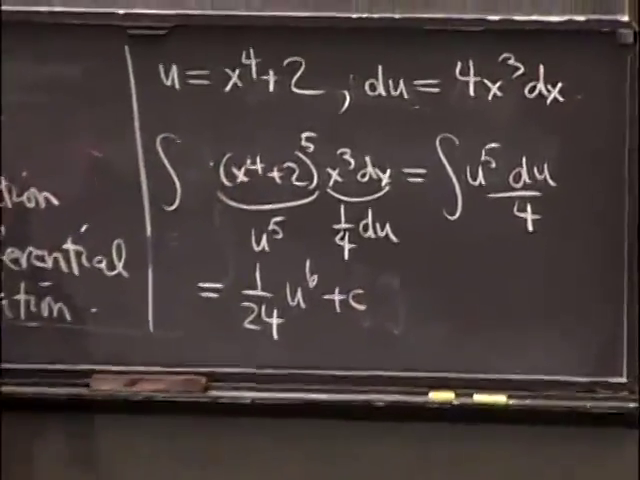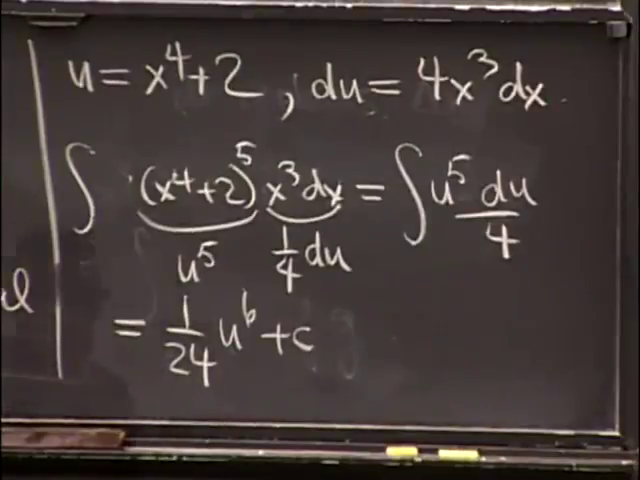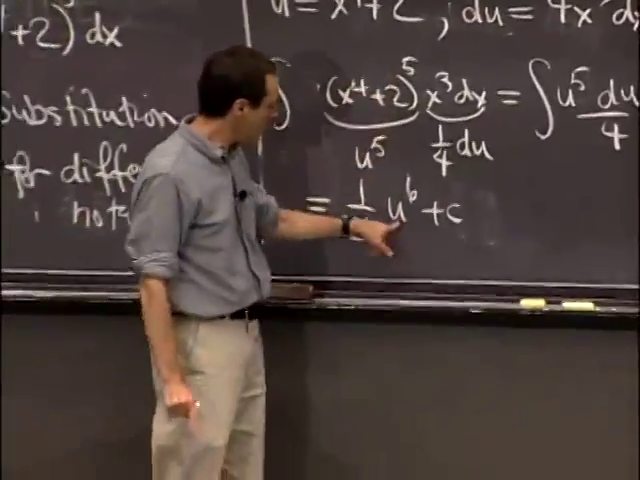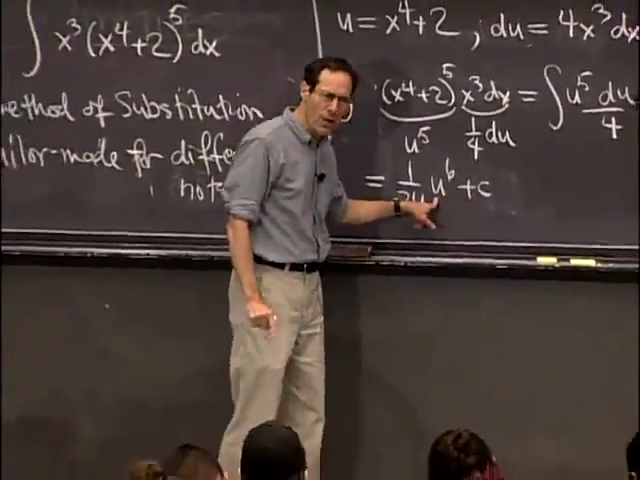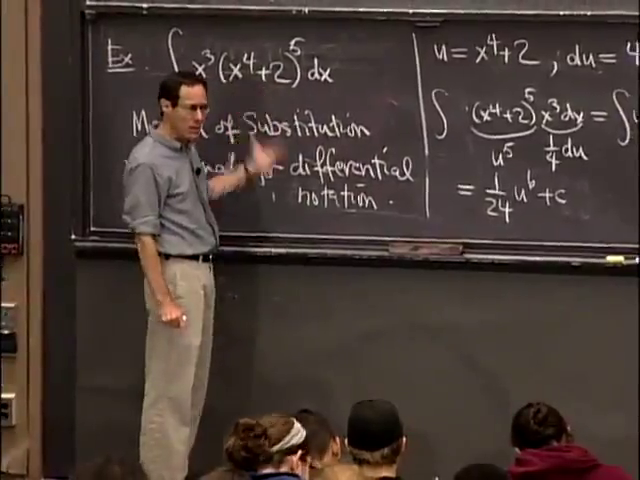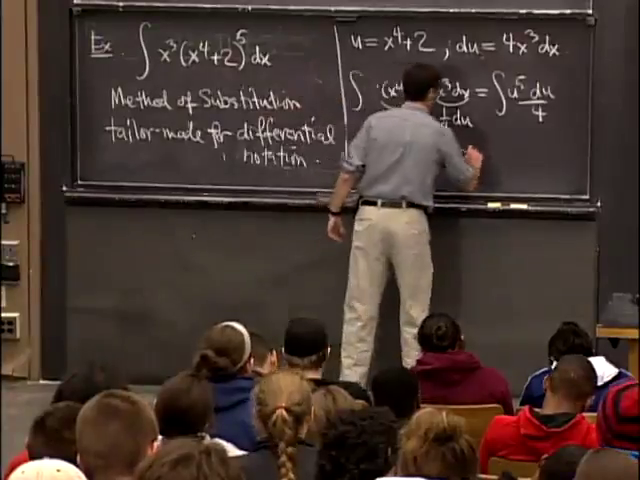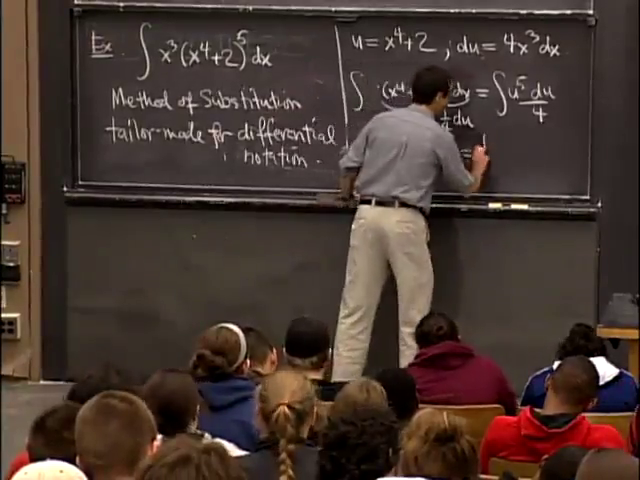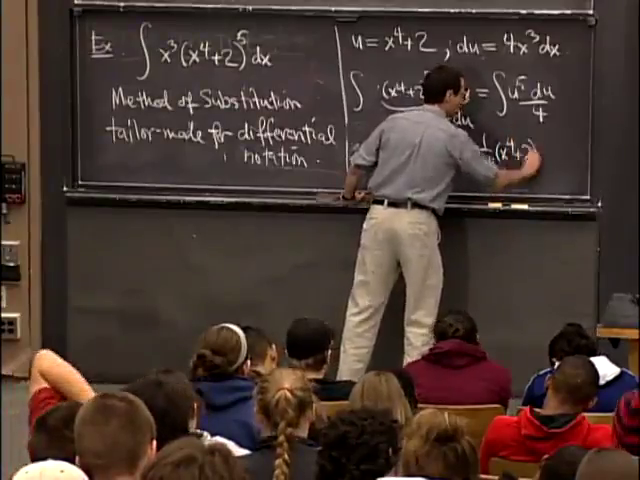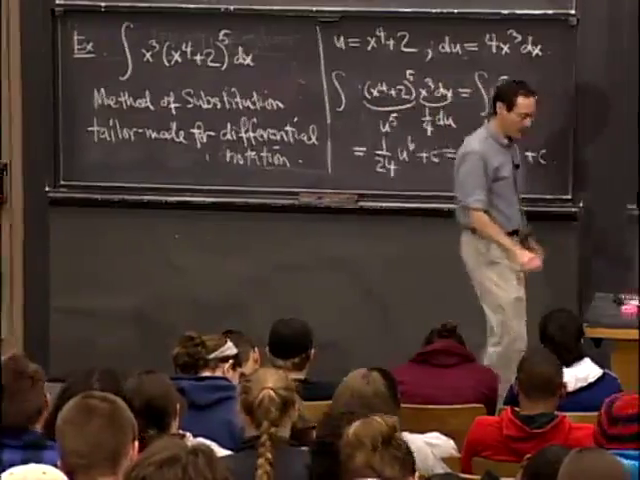Now, that's not the answer to the question. It's almost the answer to the question. Why isn't it the answer? It isn't the answer because now the answer is expressed in terms of u, whereas the problem was posed in terms of this variable x. So we must change back to our variable here, and we do that just by writing it in. So it's 1/24 (x to the fourth plus 2) to the power 6 plus c. Right? And this is the end of the problem.